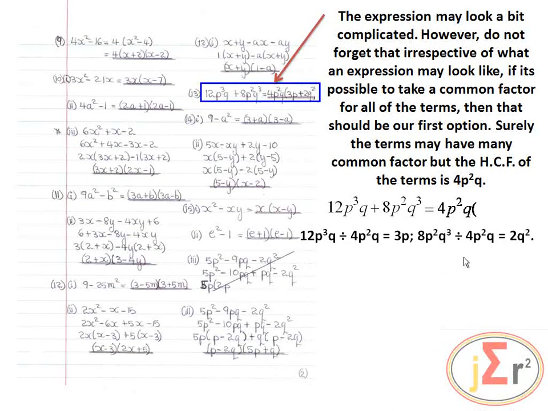Right. And we have what? 12p cubed q, which is this term, divided by 4p squared q is equal to 3p. And also we have 8p squared q cubed divided by 4p squared q is equal to 2q squared. This should at least be very harsh on your eyes.